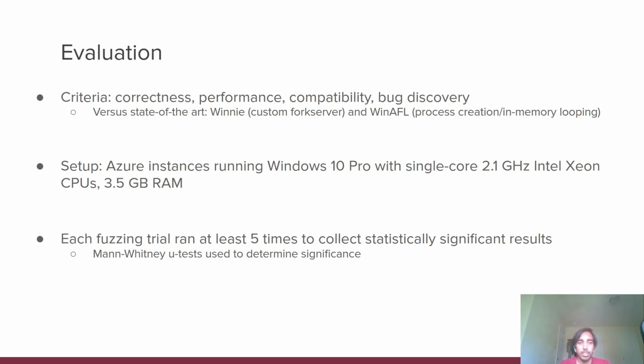The setup that we use is Microsoft Azure instances, which run Windows 10 Pro with Intel Xeon CPUs and 3.5 gigabytes of RAM, and all the fuzzing trial runs are run on the same setup. We run each fuzzing trial 5 times in order to collect statistically significant results as well as remove any non-deterministic effects that might occur. We also perform the Mann-Whitney U test in order to determine the significance.